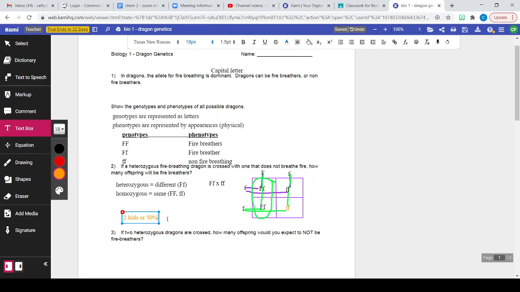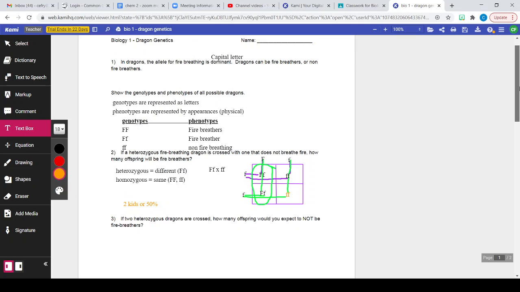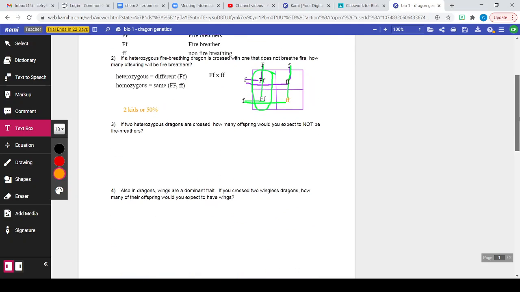Now that does not mean that is what's going to happen every time. Alright, so you may have a kid, it's like flipping a coin. Yes, 50% of the time I should get heads, but what if I all of a sudden start flipping a coin and 10 out of 10 times I get tails? Right? It's just like people having kids. 50% of the time you should have a girl versus a boy, but we know of families that have 5 boys or maybe 5 girls. It's just odds. Okay, so this is just a prediction. 2 kids or 50% of them are going to be fire breathers. It's my prediction.